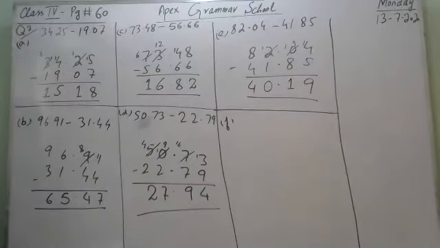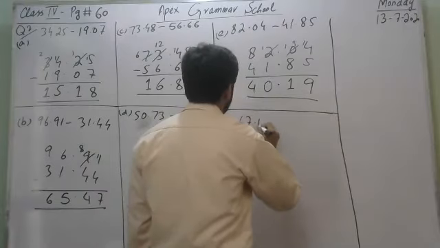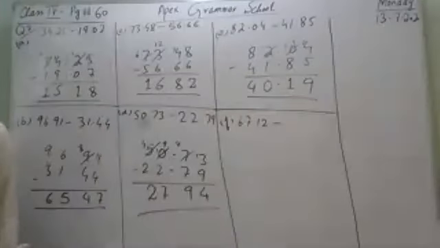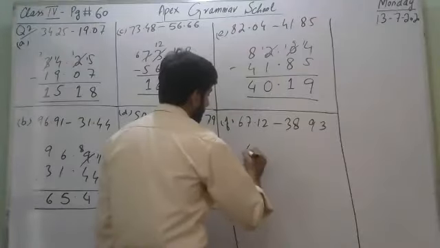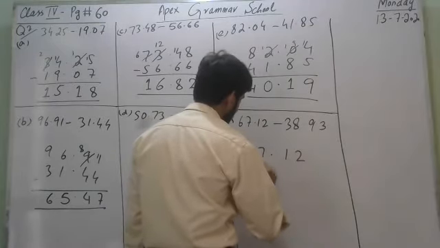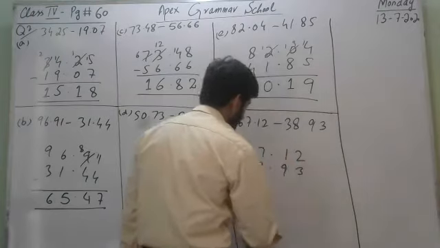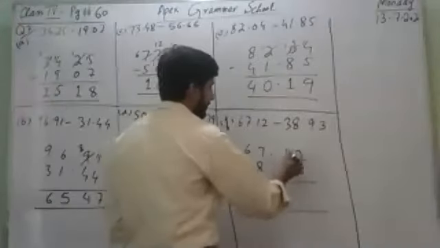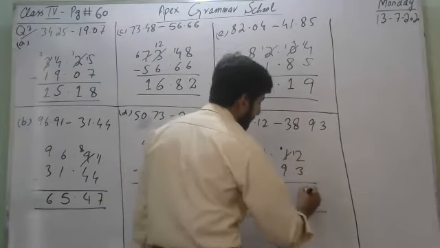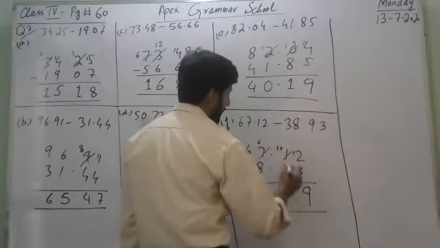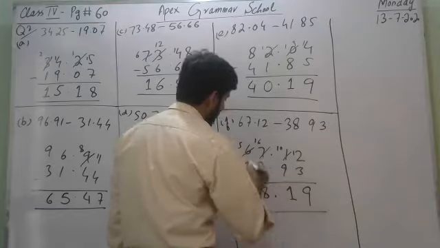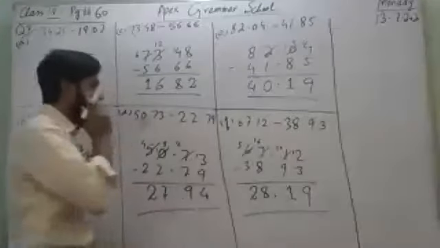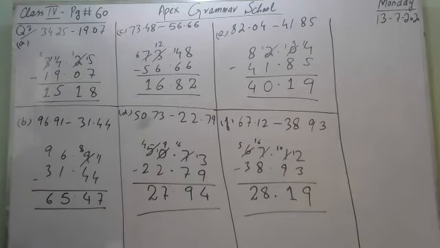The last part of question number 2, page number 60 is 67.12 minus 38.93. 12 minus 3, this is 9. 10 minus 9, this is 1, decimal as it is. 16 minus 8 is 8, and 5 minus 3 is 2. 28.19 is the answer of last part, question 2, page 60.